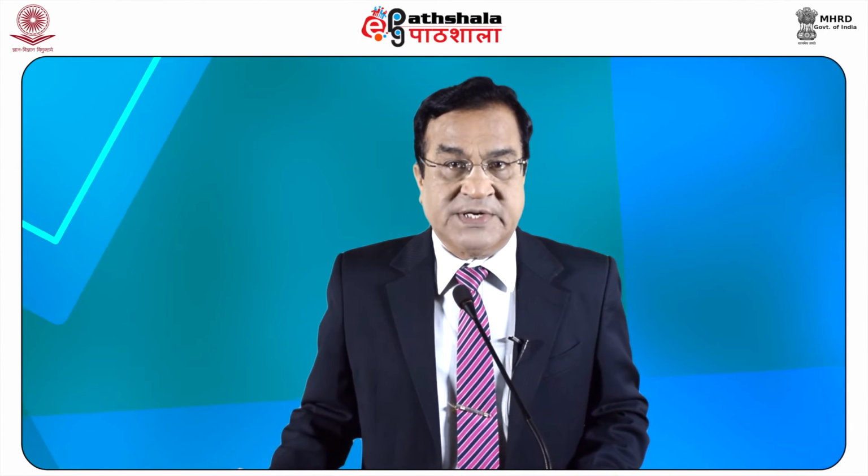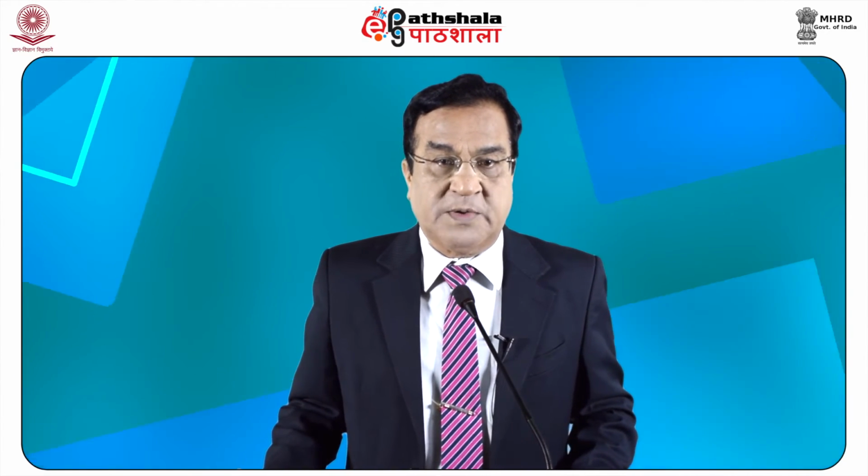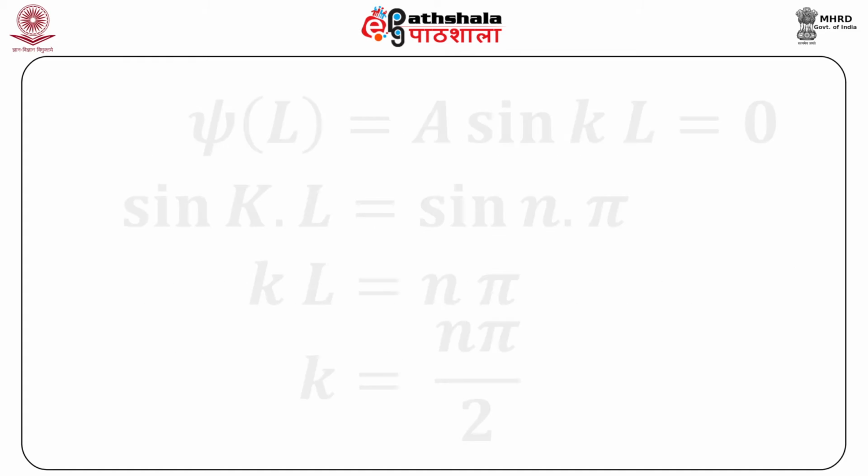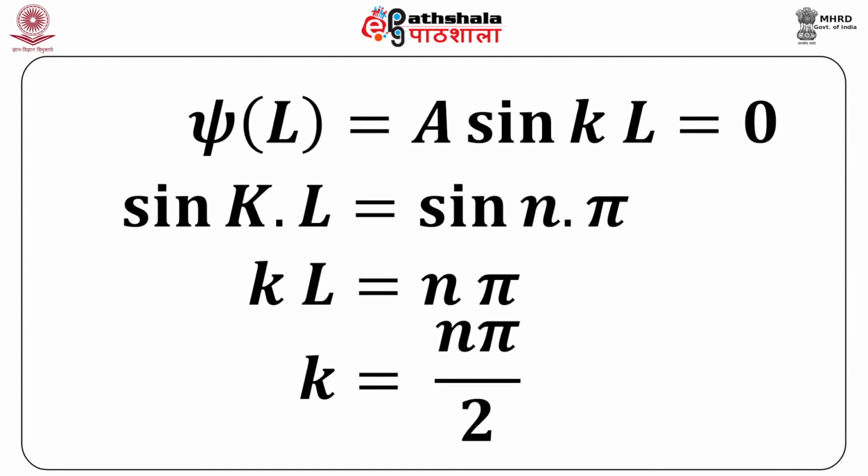Now if we apply the boundary conditions one by one, suppose we put x is equal to 0 and at this psi is equal to 0, then by applying this boundary condition we get B is equal to 0. Similarly, if we apply the second boundary condition, which is that when x is equal to L, psi would again be equal to 0, then this gives rise to the condition sin kL is equal to sin n pi, and that means k is equal to n pi by L. So this becomes the result of the second boundary condition.